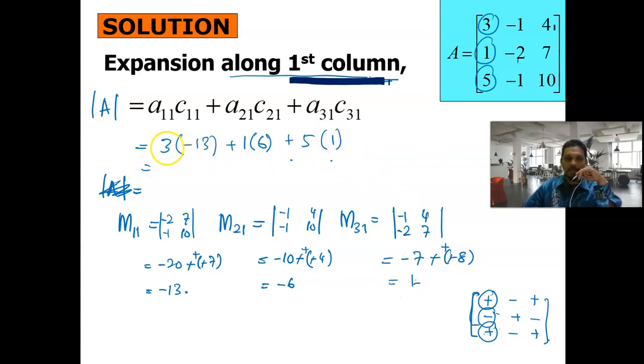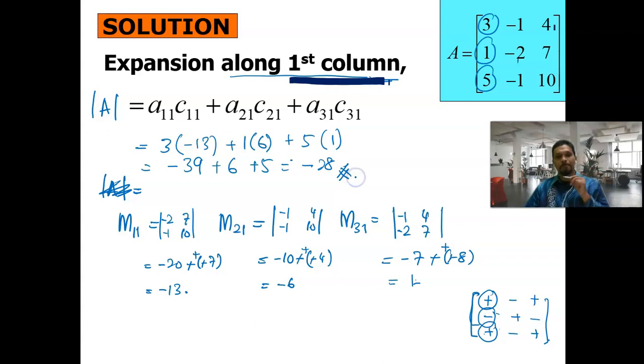Okay. So 3 times negative 13, negative 39, plus 6 plus 5. So negative 39 plus 6 plus 5 equal to negative 28. Okay.